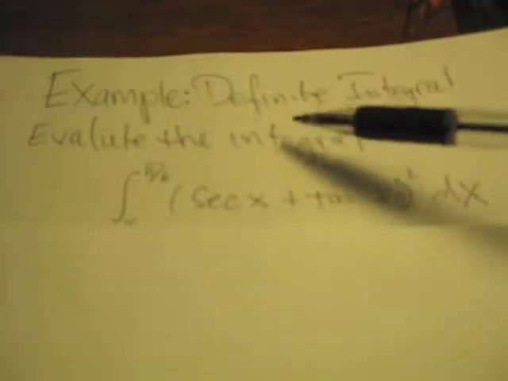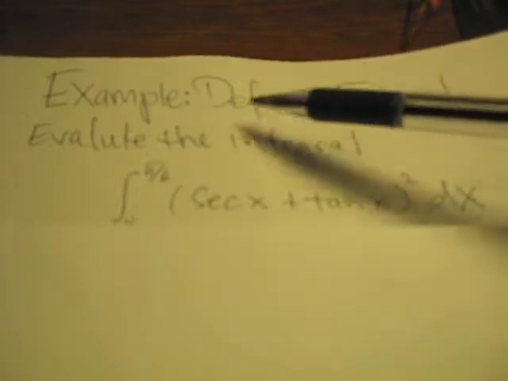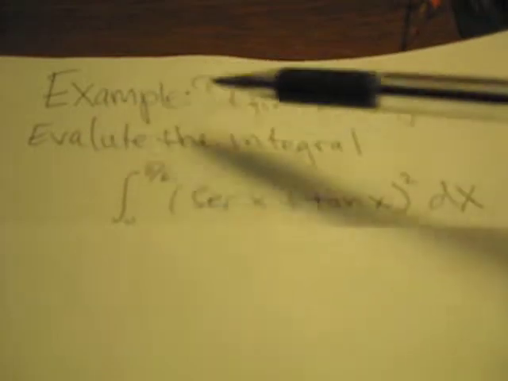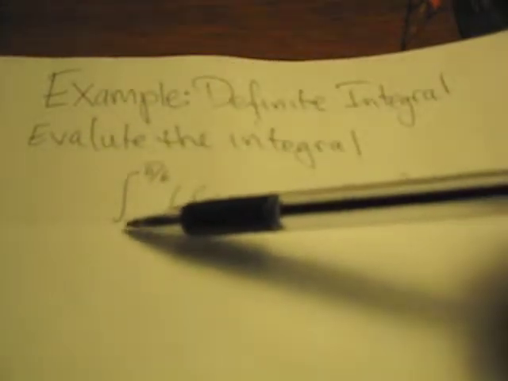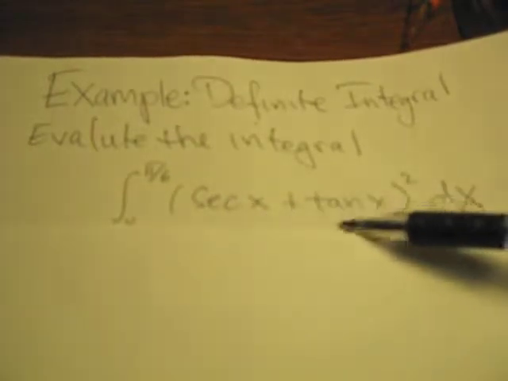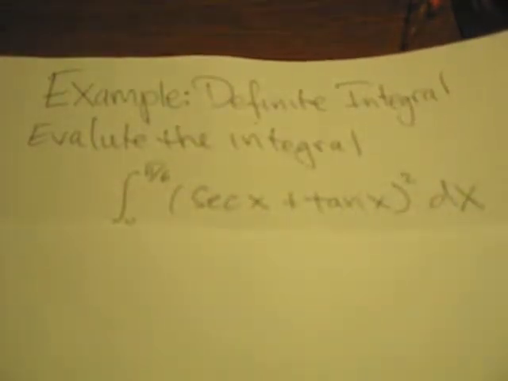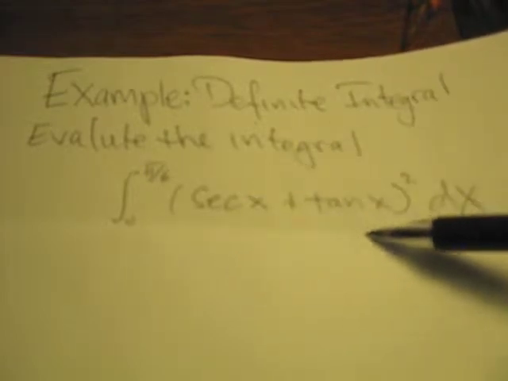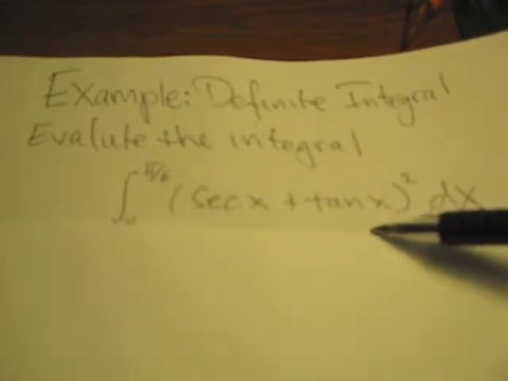Okay, in this question we're going to employ the fundamental theorem of calculus to evaluate this definite integral. We're required to evaluate the integral from 0 to pi on 6 of (sec x plus tan x) squared dx. Now there's a number of ways we can do this. The first thing that we should do is expand out this square.